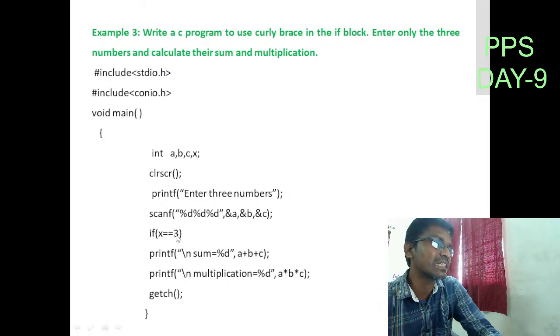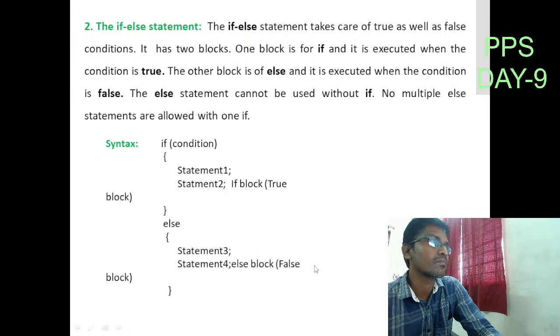So if x is equal to 3, that means you entered the count 3, then only it will perform the sum a plus b plus c and the multiplication a into b into c. That is the condition. If the condition is satisfied, then only it will perform the sum of three numbers and multiplication of three numbers. Otherwise, it is not going to perform sum and multiplication. And that is the first one, the simple if statement. The simple if statement contains only the if condition. If the condition is satisfied, or true, then only it will execute the statements. Otherwise, it cannot execute anything.